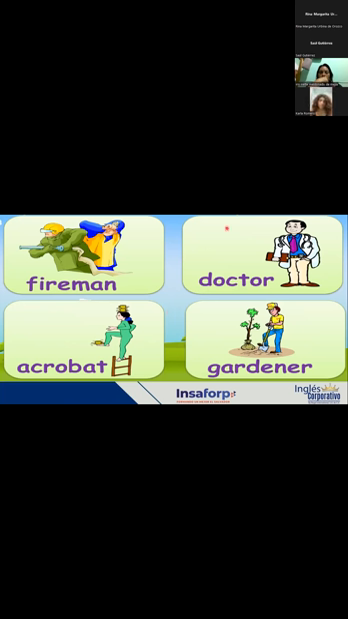Fireman, or we can also call them firefighter. We can say fireman or firefighter. That's going to be the same thing, so you can say the two of them are correct. You decide: fireman, firefighter, doctor, acrobat, and gardener. Iris Yvette, go ahead. Fireman, acrobat, gardener, doctor.